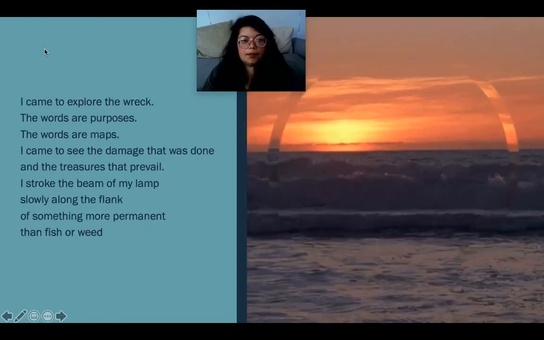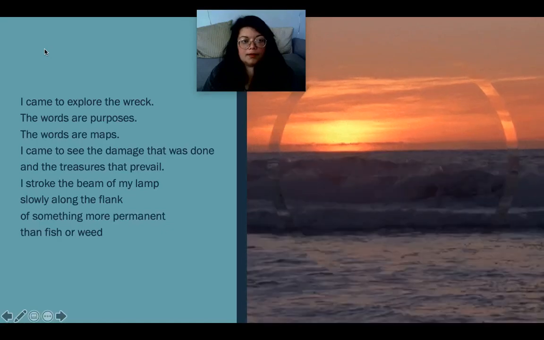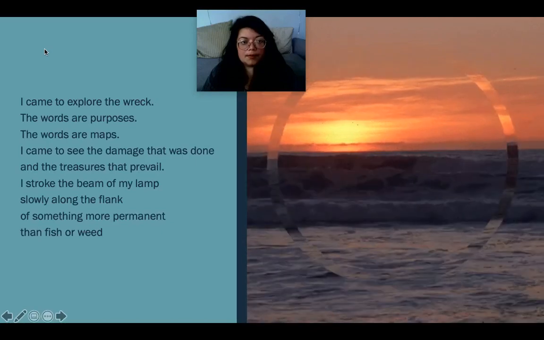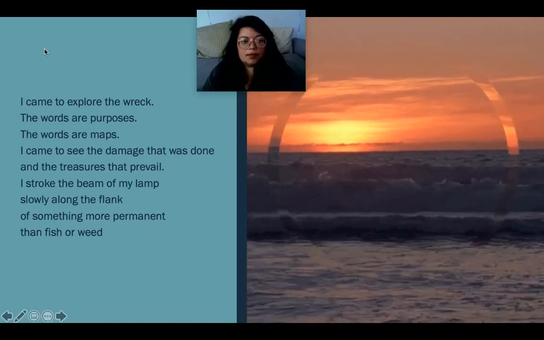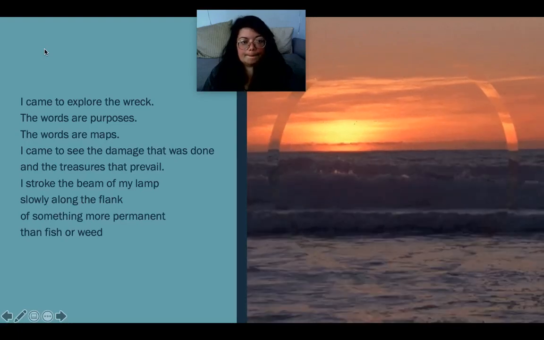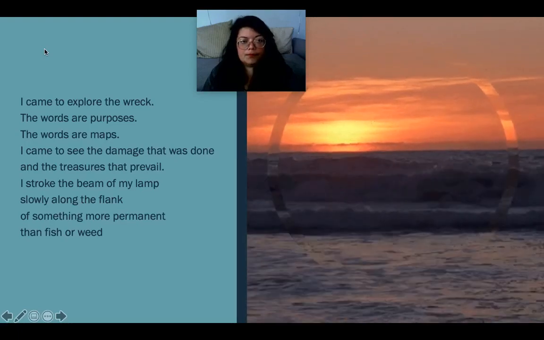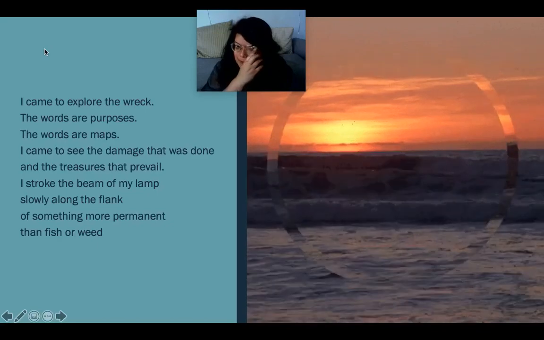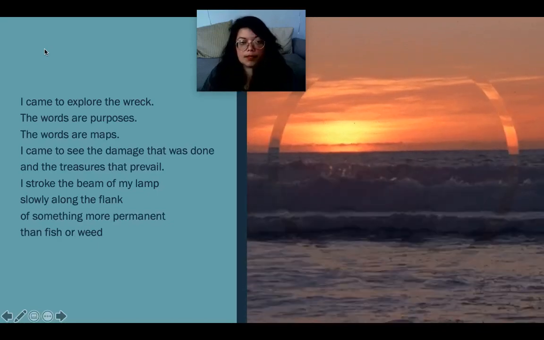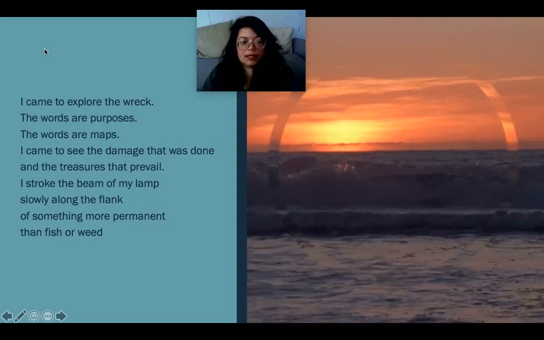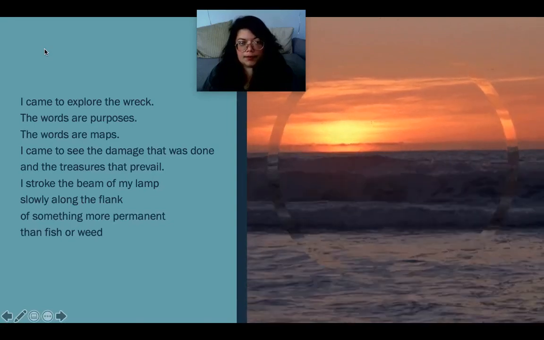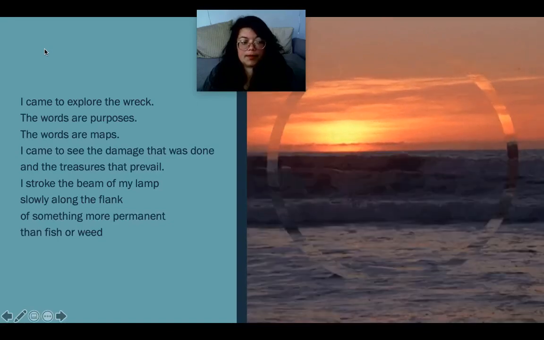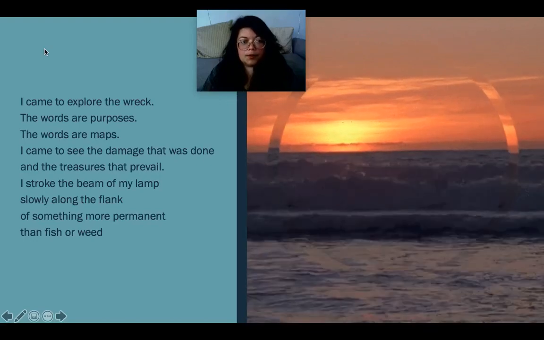I came to explore the wreck. The words are purposes. The words are maps. I came to see the damage that was done and the treasures that prevail. I stroke the beam of my lamp slowly along the flank of something more permanent than fish or weed. There's definitely some sexual innuendo happening here. We're personifying the wreck, or beginning to, but I came to explore the wreck, period.